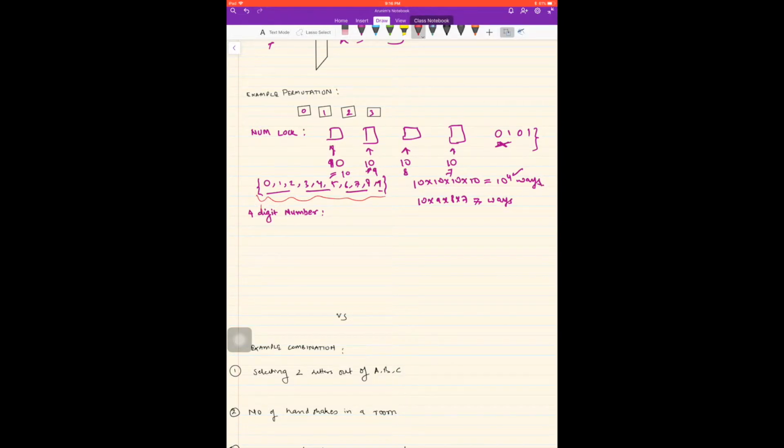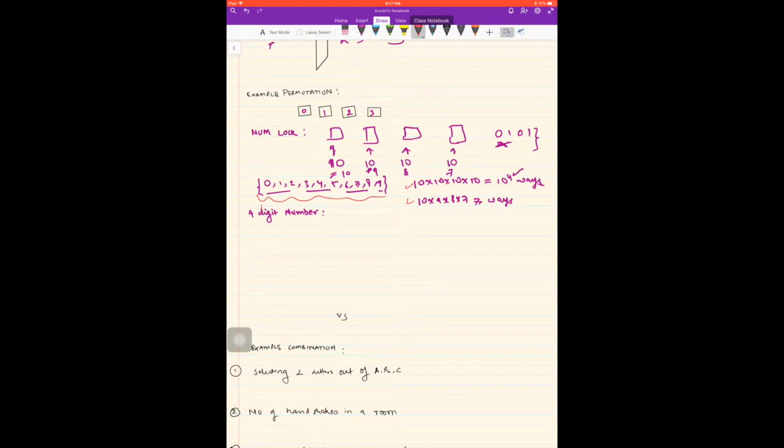All the 4 boxes can have any of the 10 digits. In the next example which you saw, we have put a restriction that none of the boxes should repeat a digit. Fine.